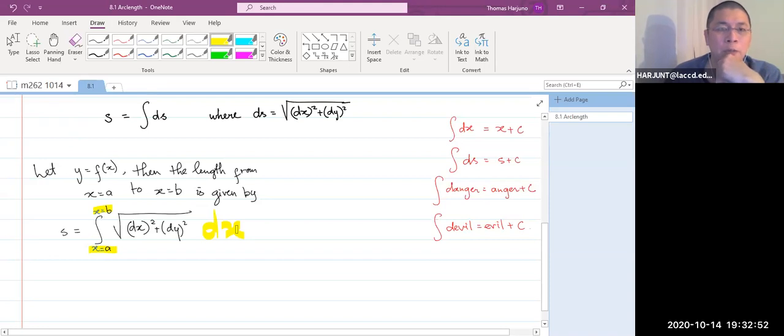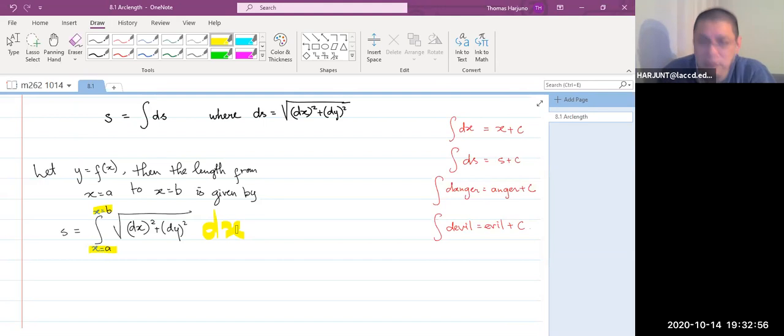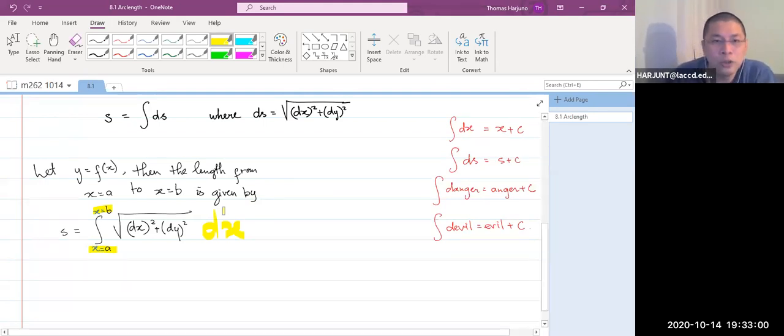Are you with me? That's why I keep on penalizing you in your tests, in your quiz, when you show your work. Once you do substitution, for example once this is in U, then the limits of integration have to be in U also. You cannot say, oh, this is in X and then this is in U. No, it doesn't make sense.